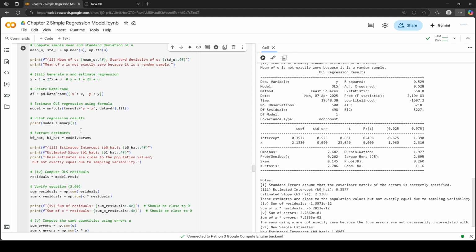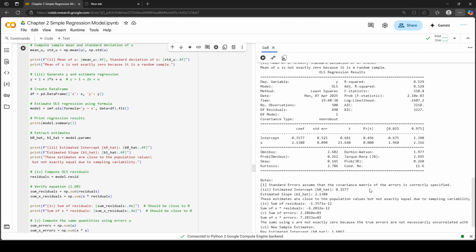Now let's extract the estimates. beta 0 hat and beta 1 hat equals model.params. The estimated intercept beta 0 hat is 0.35 and the estimated slope is 2.13. You can see that in the population we had defined the intercept to be 1 and the slope to be 2, but these estimates differ a little bit from the population values. These estimates are close to the population values but not exactly equal due to sampling variability.